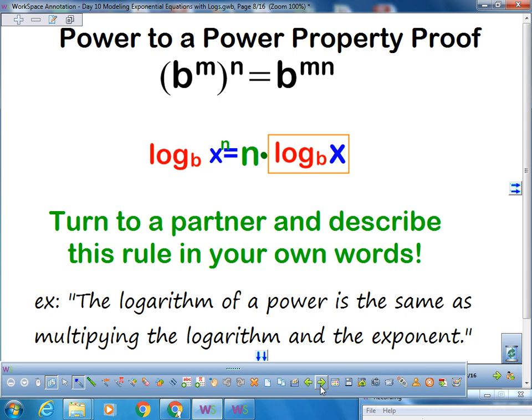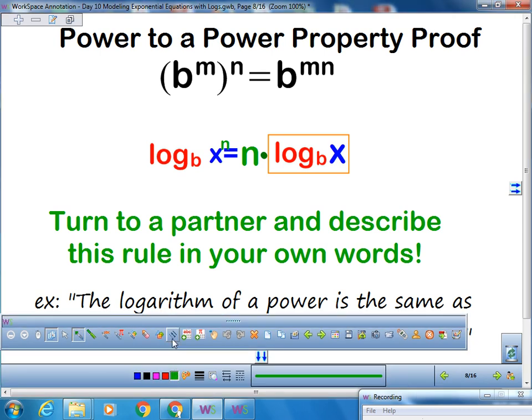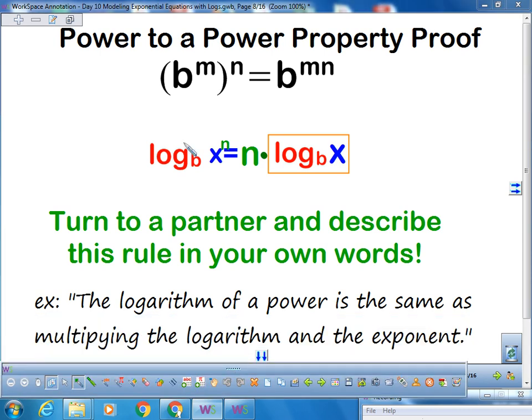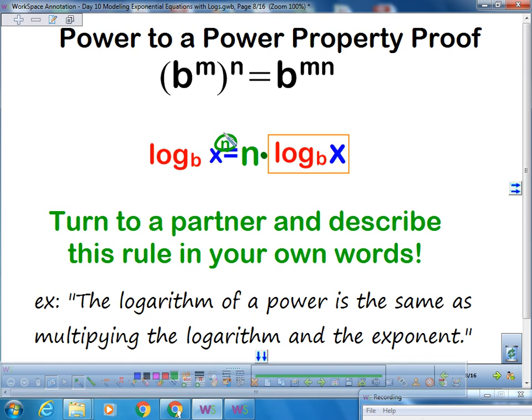All right, so there's our power to a power property. That's what we've been using all along, right? If you see this, this is a power, because logarithms are exponents, right? So this is a power to a power. So if this is an exponent here, and it's being raised to an exponent, normally we use the product property, correct? So we're going to do the same thing.